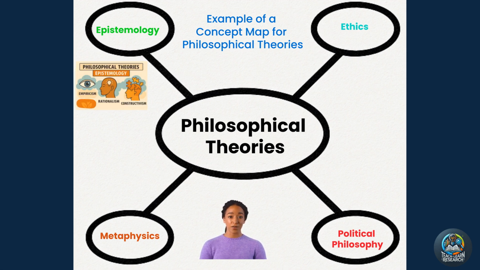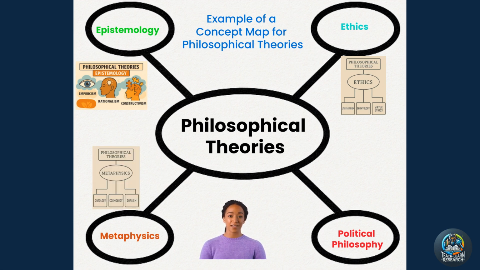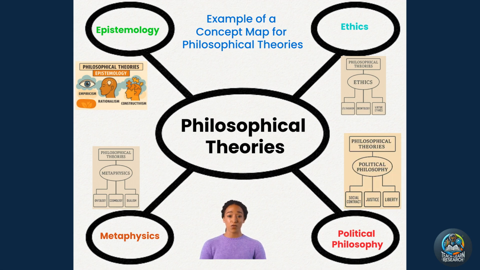For epistemology, we can include empiricism, rationalism, and constructivism. For ethics, include utilitarianism, deontology, and virtue ethics. For metaphysics, include ontology, cosmology, and dualism. For political philosophy, include social contract, justice, and liberty.